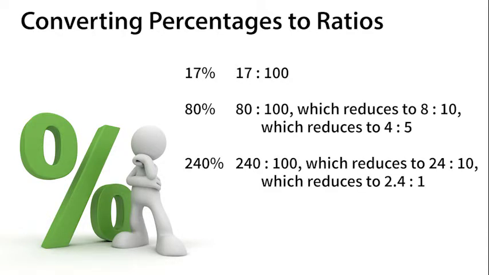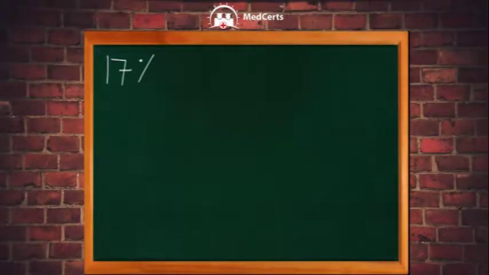And if I have 240%, which is an example of your numerator being larger than your denominator, this is expressed as a part over a whole. 240 is my part or my portion, 100 would be my whole. I can reduce this down to 24 over 10, and then from here it can be reduced even smaller to 2.4 over 1, because 24 over 10 has a common multiple of 10. So let's look at some examples as we work this out.